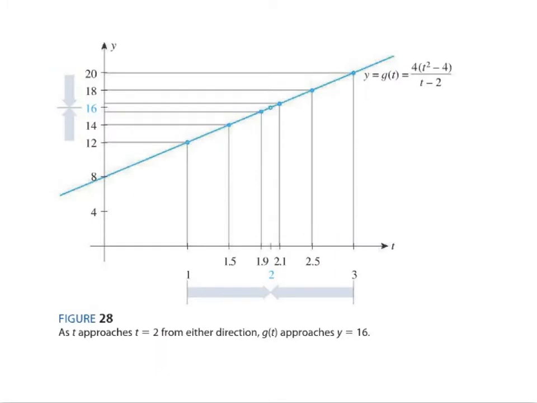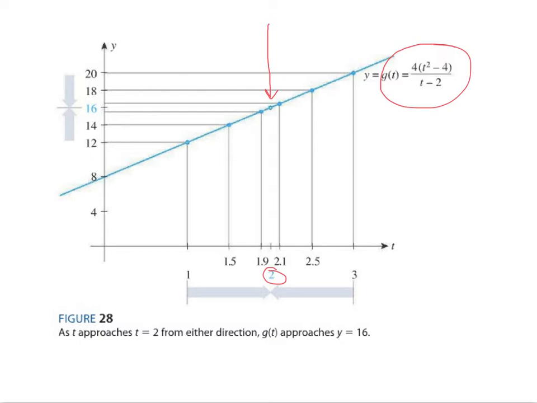Another way to look at this function, and here it is again, is to look at its graph. You'll notice when we graph this function, there is a hole at x equals 2, and that's because we're not allowed to plug in 2. We don't get a y value when we evaluate this function at t equals 2 or x equals 2.